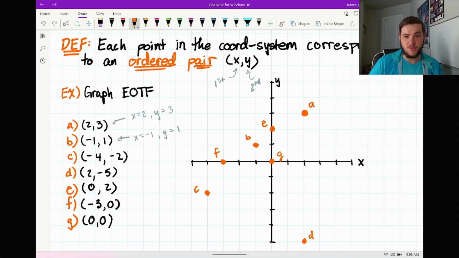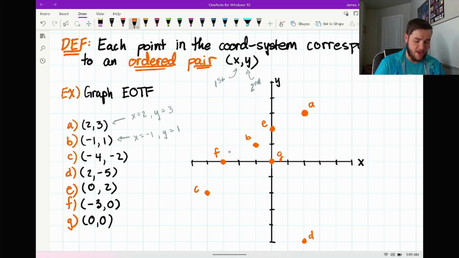Here's where all of those points fall on the plane. C is all the way out here at -4, or 4 units to the left and 2 units down. Point D is way down here in quadrant 4 because it is 2 points to the right and 5 points down. Point E falls up here on the y-axis because I don't move anywhere horizontally, I just move up 2.